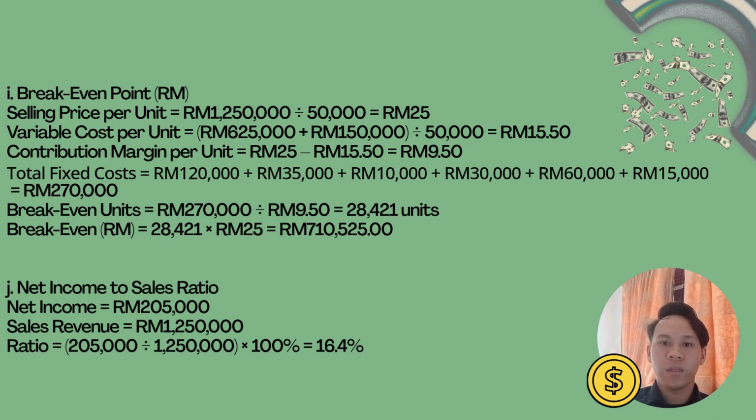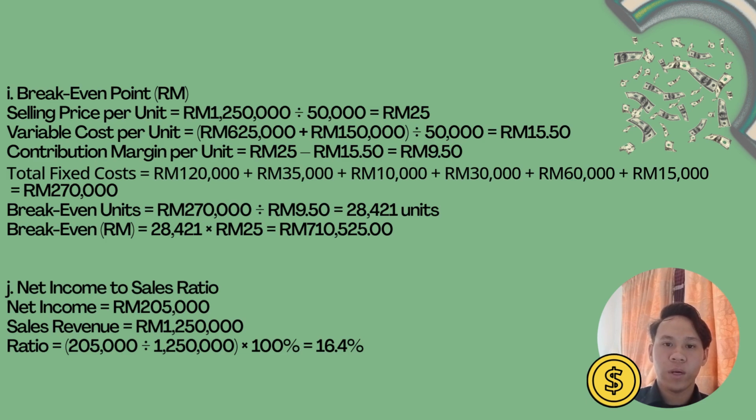I'll be explaining the calculation for the break-even point and the net income to sales ratio for our business. Let's start with the break-even point. First, we need to find out the selling price per unit, which is calculated by dividing the total sales revenue by the number of units sold. So we take 1,250,000 ringgit Malaysia divided by 50,000 units, and this gives us 25 ringgit per unit.